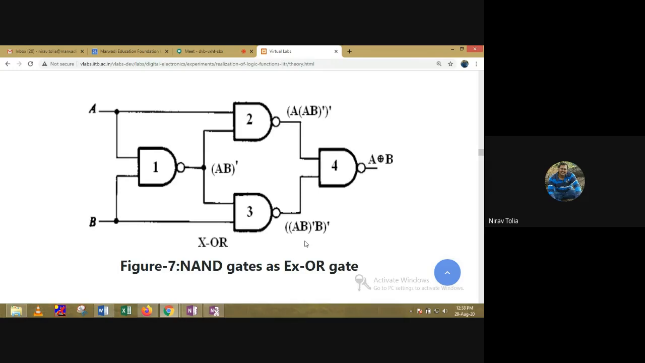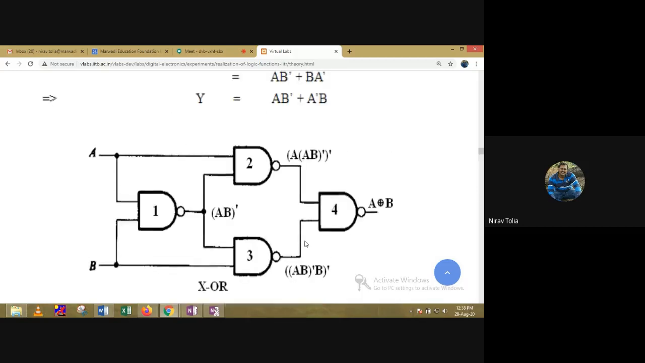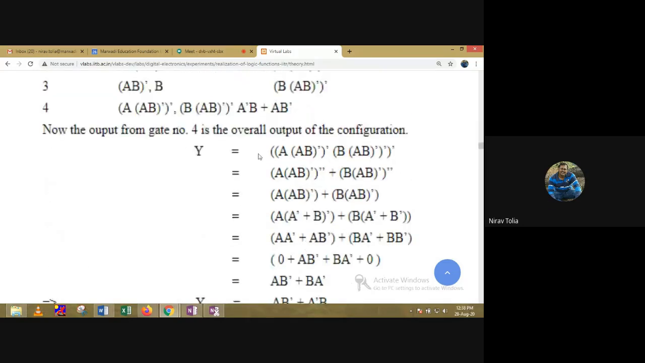So what is the output of gate number 2? A into AB bar, whole bar. The dash indicates bar; again, AB dash means AB bar. So A into AB bar, whole bar. And what is the output of gate number 3? B into AB bar, whole bar. So how does it become A bar B plus AB bar? This is the realization of that.